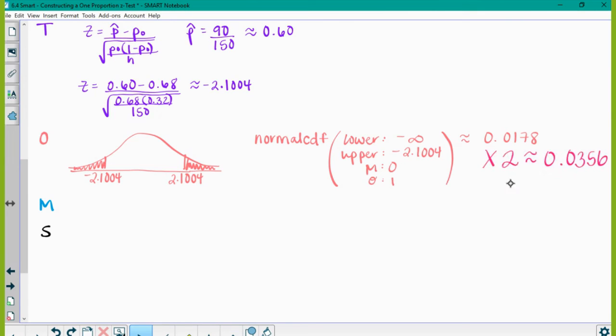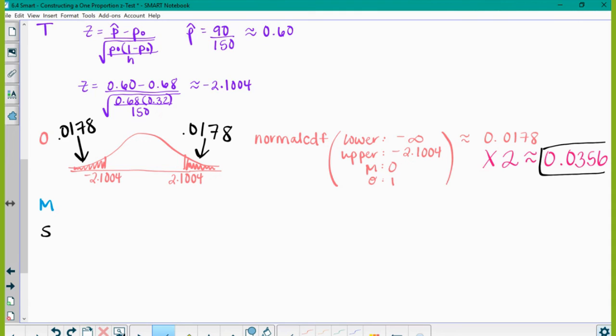So my final answer will be 0.0178 times 2, because the 0.0178 is just this area, and then here's another 0.0178. So I have to add them together or multiply them by 2, however you want to think about it. And my p-value for this problem is 0.0356.